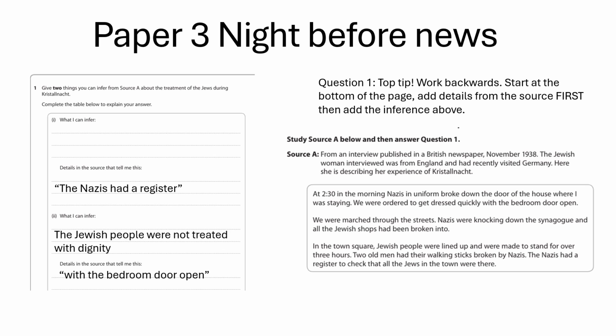My second detail was the Nazis had a register. So then I would write my inference above that. And as you can see here, I think the Nazis had a register. The inference that I get is that the persecution was organised. So remember, work from the bottom up, put the details in first, and then add your inferences.